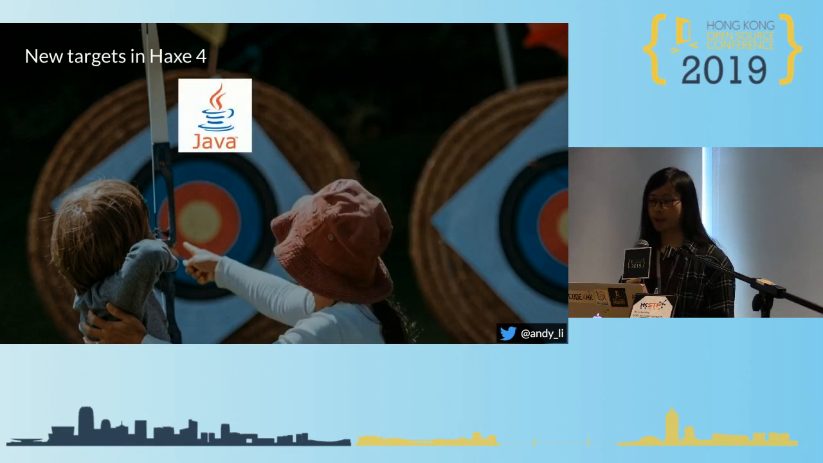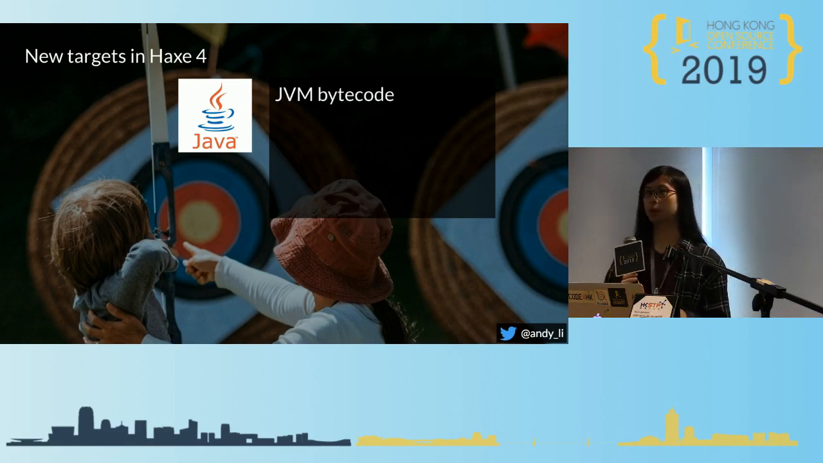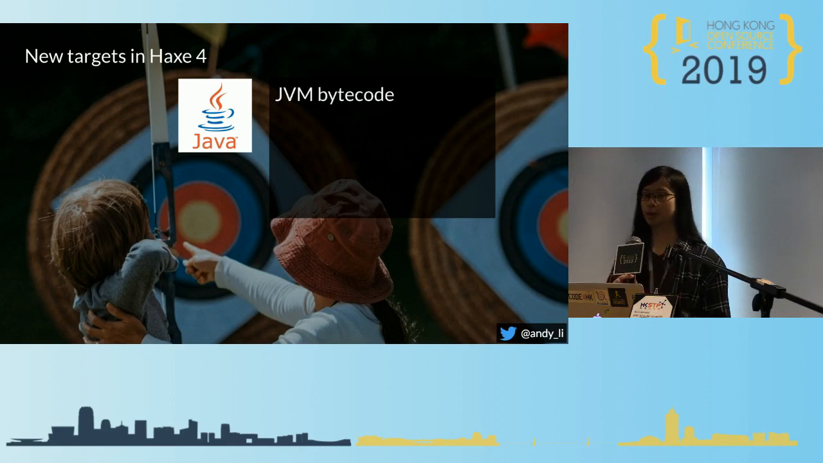The other new target in Haxe 4 is about Java. We already have a Java target, but this one is a little bit different. It's a JVM bytecode target. That means the compilation output is directly a jar, instead of Java files that you have to compile with a Java compiler. We directly produce the JVM bytecode in this target.